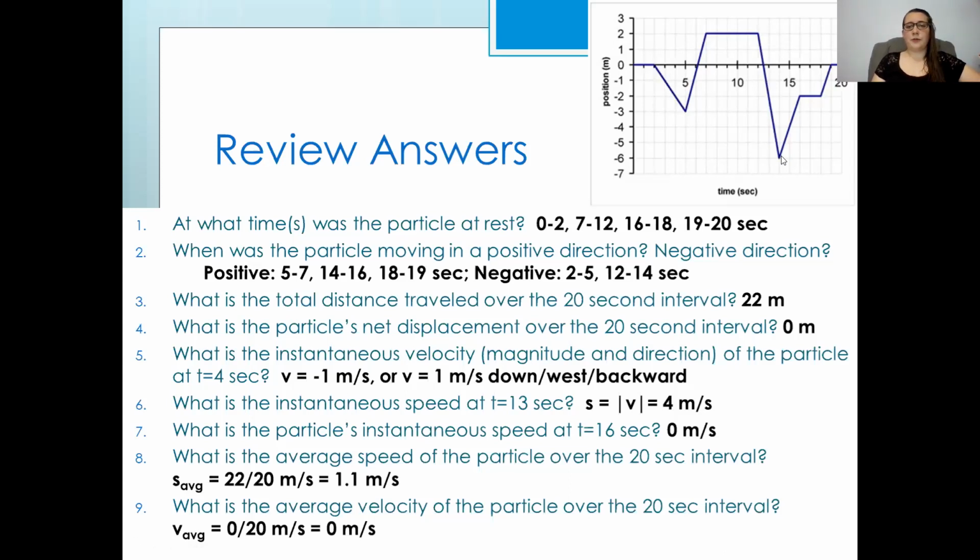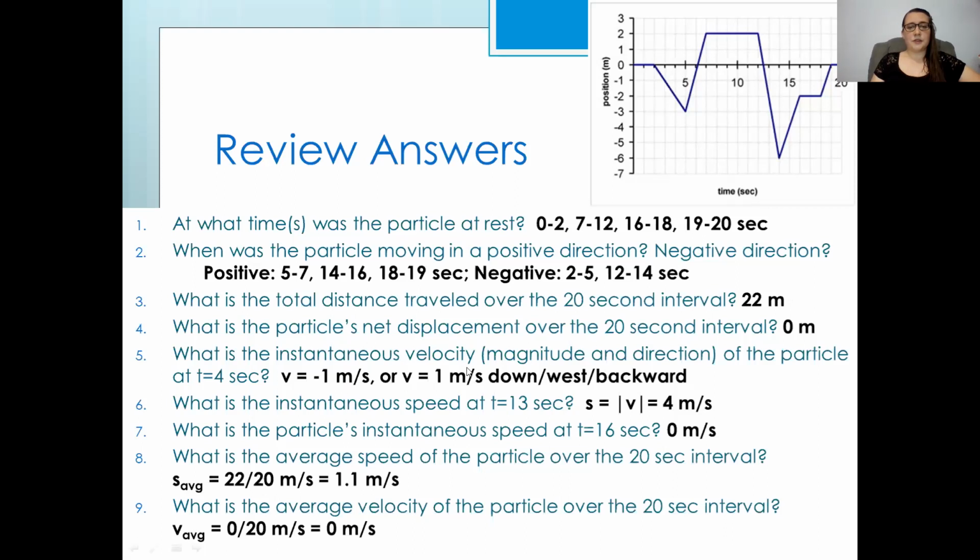The total distance traveled over that 20-second interval, you would add up all of the changes in position, not taking into account that some of them are negative. We're just dealing with distance, so that's a scalar. We don't care about what direction it's moving. So if we add up all of the position changes, that would give us 22 meters distance traveled. But if we look at the displacement, remember that's the position change from where you start to where you end up. So we're starting in a position of 0, ending at a position of 0, which means our net displacement is 0, even though it traveled 22 meters.